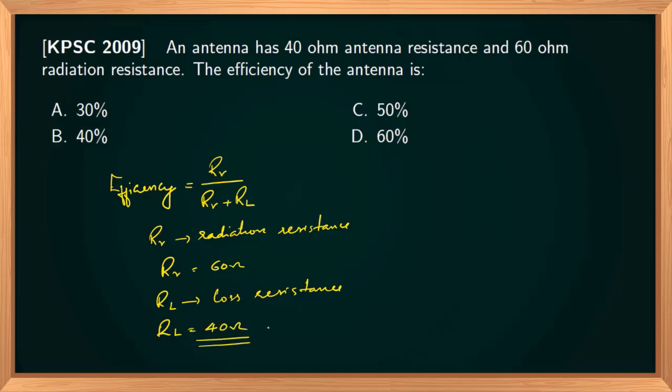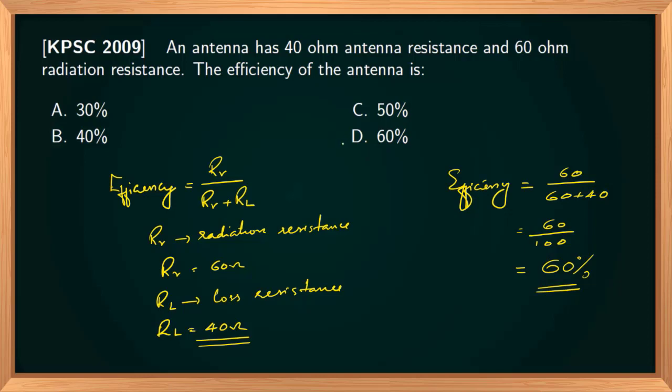So the radiation efficiency of the antenna is 60 divided by 60 plus 40, so 60 by 100. As a percentage, we may write 60%. Answer is 60%. The correct option is option D.